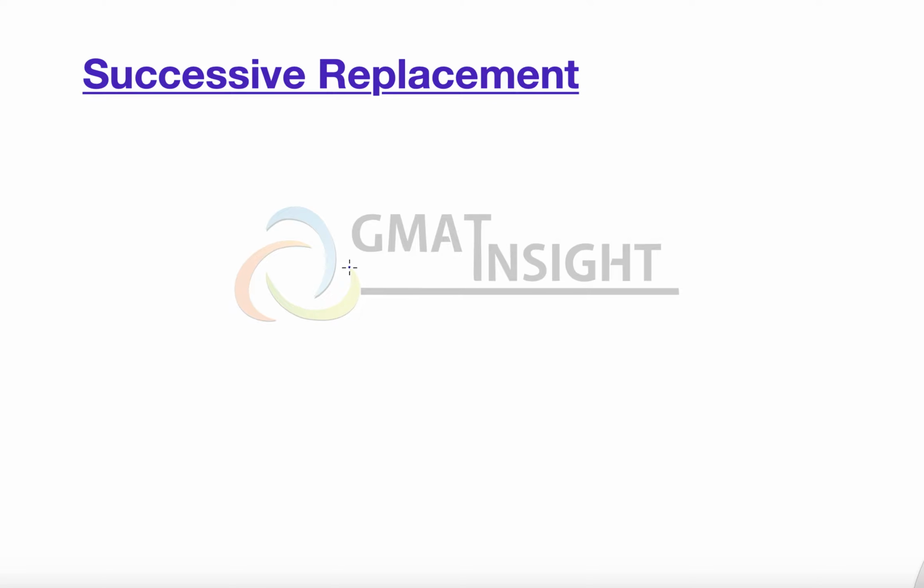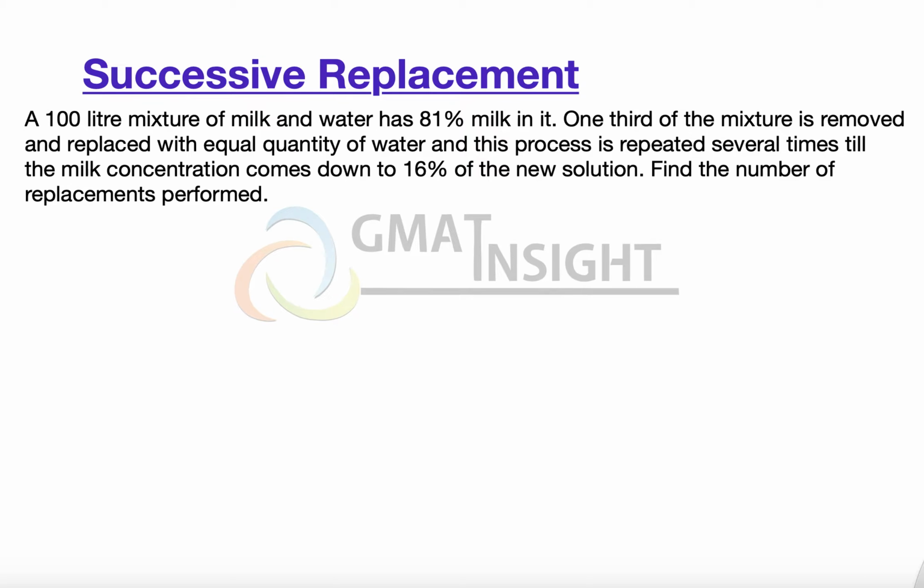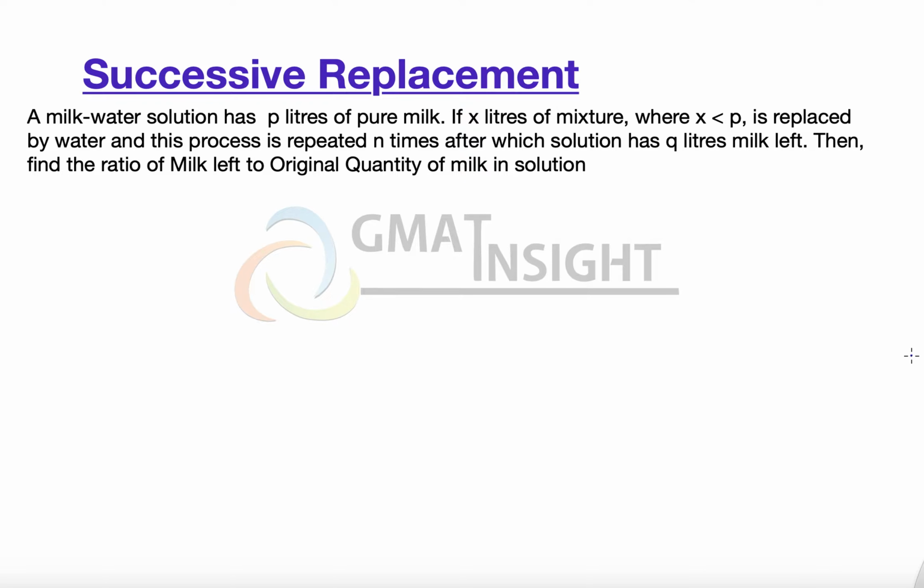Successive replacement is a particular case in which some quantity of the mixture is replaced, and that happens repetitively. To explain what kind of question we are discussing, I'll quickly take an example. Here I've kept everything in variables, and we would like to discuss how to answer such a question.